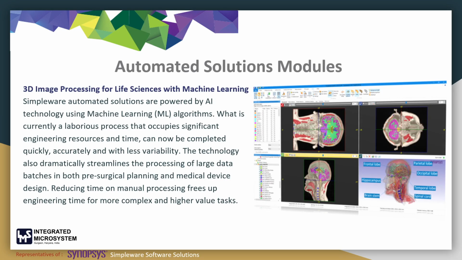Now, automated solution models of this Simpleware software. So, how is it used? 3D image processing for life sciences with machine learning. Simpleware automated solutions are powered by AI technology using machine learning algorithms. It is a laborious process that occupies significant engineering resources and time, and can now be completed quickly. Like if a task can be completed in manual segmentation in 1 hour, the auto segmentation will take only 1 minute to complete the segmentation.